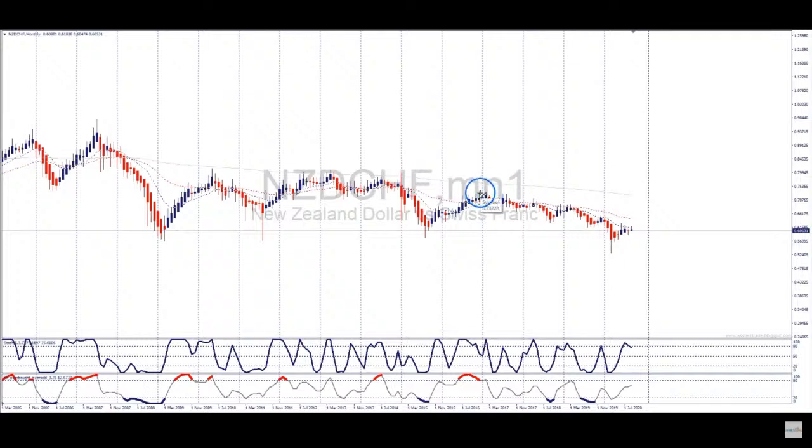So I know this is a down market, right? So I'm just going to go ahead and mark a trend line right here. It's the overall down market. You don't want to go too far out. So actually the trend is right here. So that's what we're looking at so far in this market on the New Zealand Swiss franc.